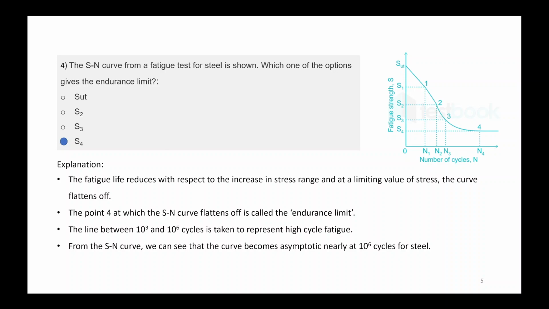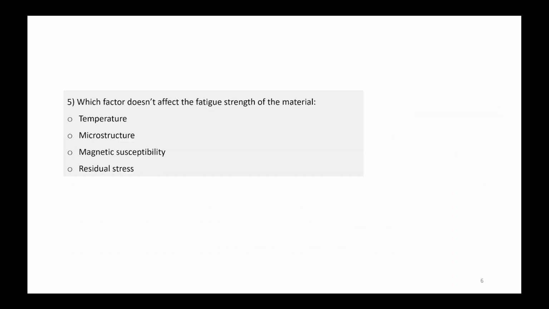Fourth question was, the SN curve from a fatigue test for a steel is shown. Which one of the options gives the endurance limit? It will be S4, because your curve is becoming horizontal after S4. Which factor doesn't affect the fatigue strength of material? So all factors are important except magnetic susceptibility.